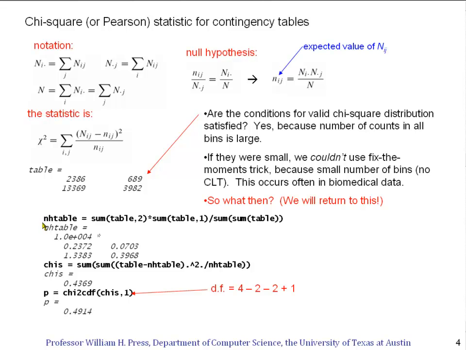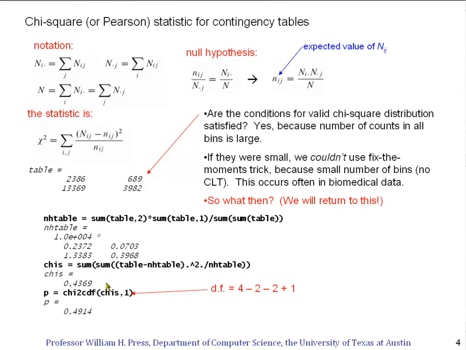So here I'm computing the expectations of the table, the null hypothesis table, and this, if you peek through the MATLAB, you'll see is just this formula up here, and that gives count numbers here. They look a little funny because MATLAB wrote it as 10 to the 4th times these things, but you can see this one is 2,372 and so forth. Then the chi-square formula right here becomes this in MATLAB. The chi-square value is 0.43.